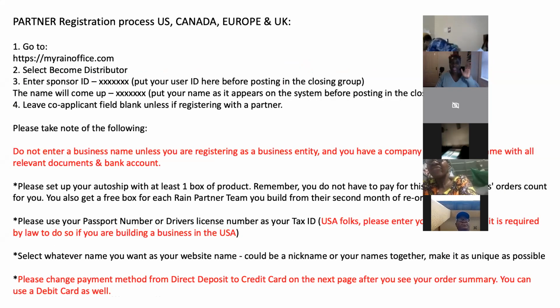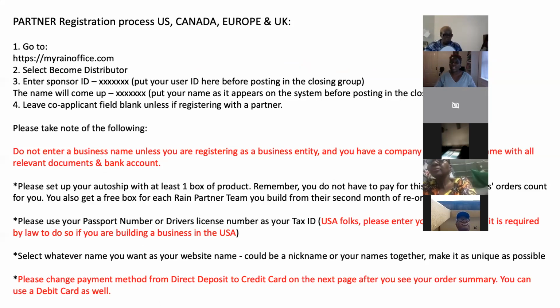That is the process. Now for partners outside of Nigeria, this is the process. For partners outside of Nigeria, take a screenshot of this as well and save it. This is what they do. Also, myrainoffice.com, they click on select become distributor. Of course, they put your ID, which you would have provided for them, and you've also given them your name, so when they put your ID, your name will pop up.